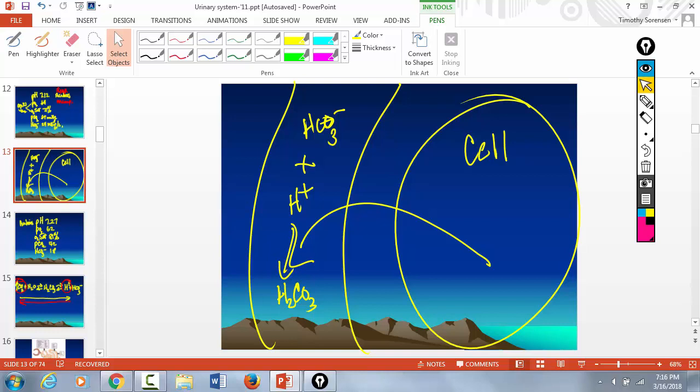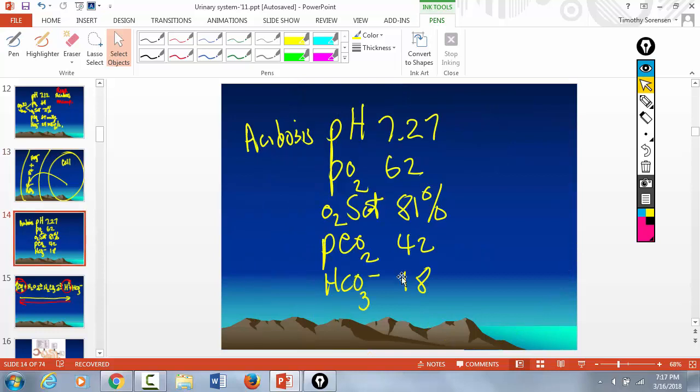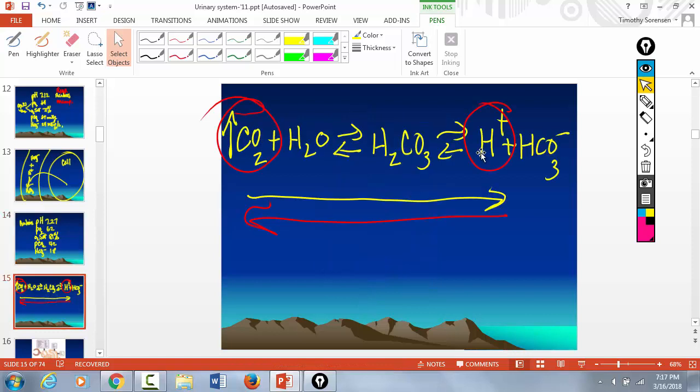What's floating in the blood that can grab them? So what will happen to the circulating level of free bicarbonate if the cells are making more hydrogen ions than normal? It will go down. Does your bicarbonate go down? Yes. What's the normal? 22 to 26. Their bicarbonate is 18. So if the cells are making more hydrogen ions, which way is the equation going to go? It's going to go to the left.